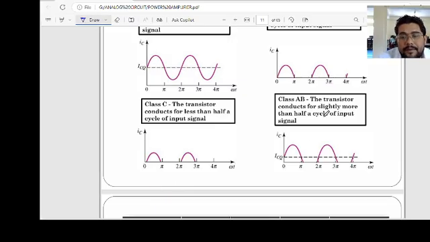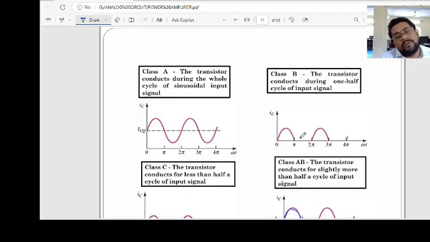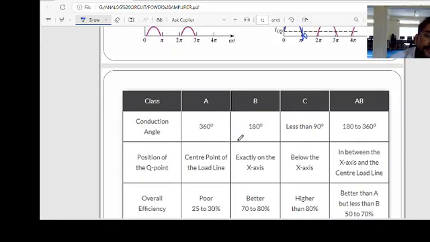Then the class AB amplifier: the transistor conducts slightly more than half a cycle of the input. Suppose pi is here, it will conduct more than pi. So we have seen how the conduction goes on: first class A conducts the whole cycle, then class B. Now we will look at the conduction cycle.